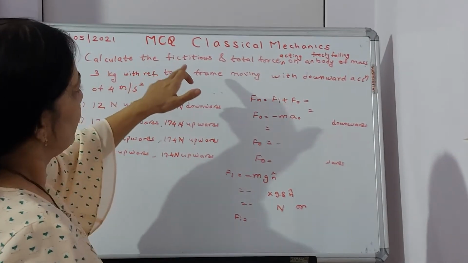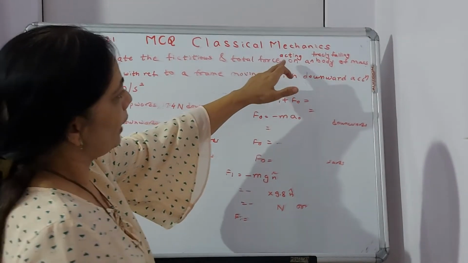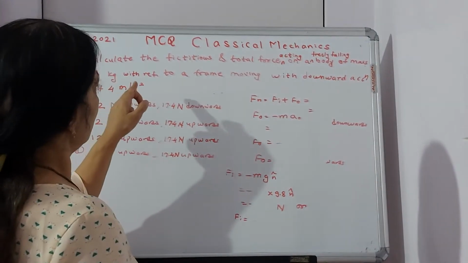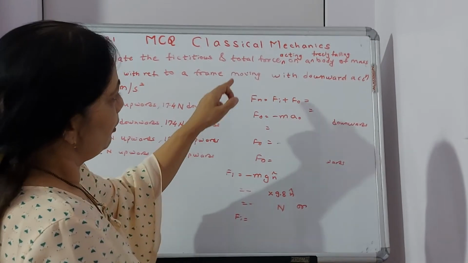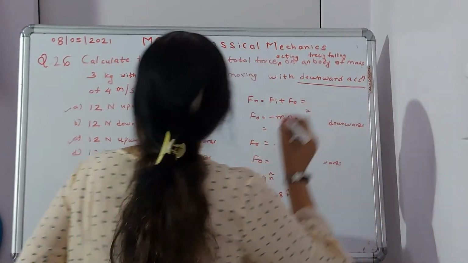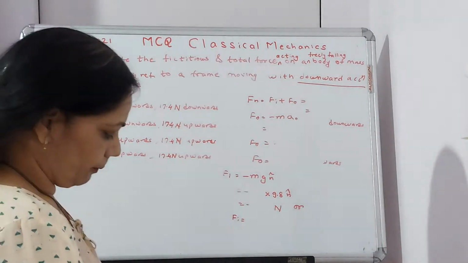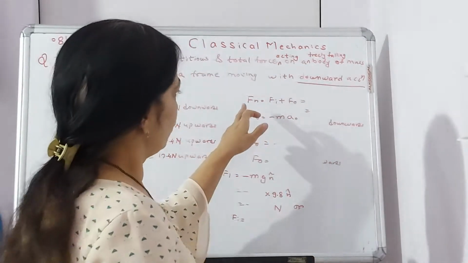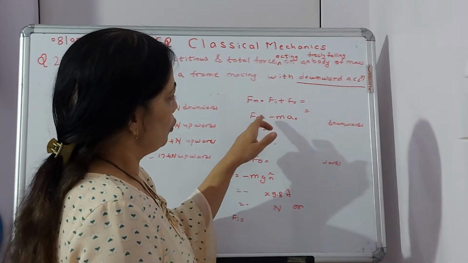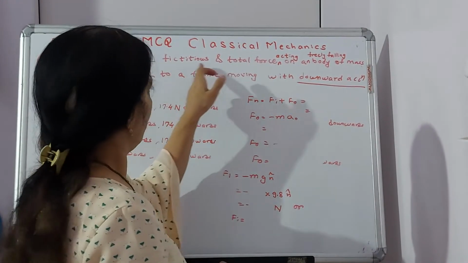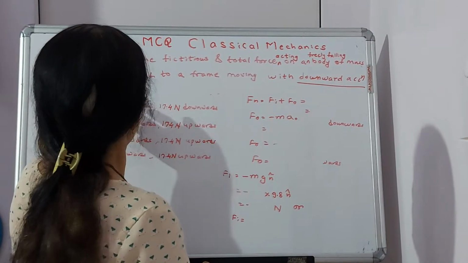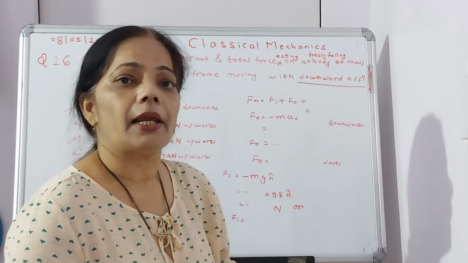So calculate the fictitious and total force acting on a freely falling body of mass 3 kg with reference to a frame moving with downward acceleration, very important term, of 4 meters per second square. Right? So same thing, total force is equal to the true force plus the fictitious force. So fictitious force is, that's what we want to find, minus M into A0.